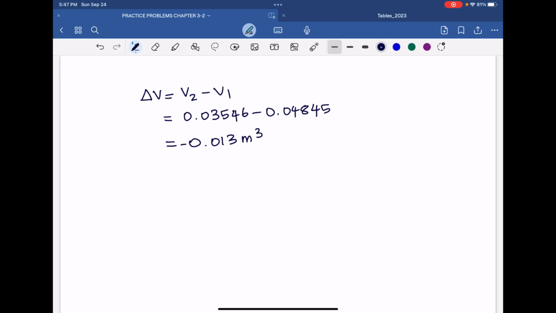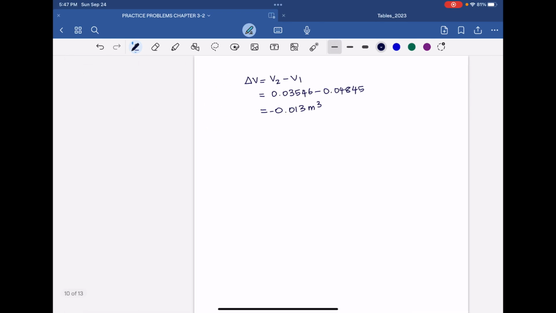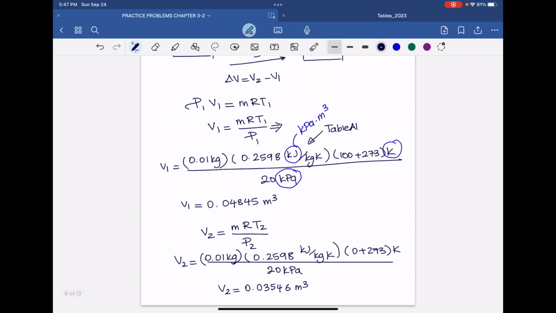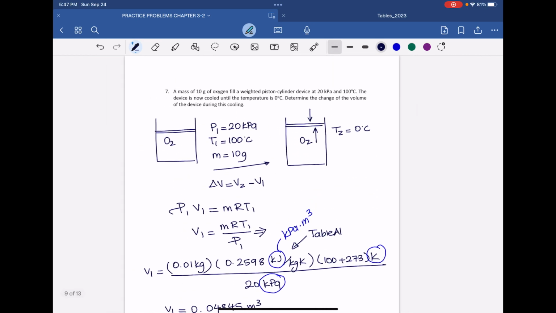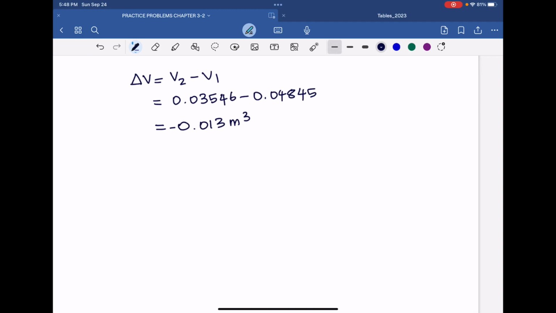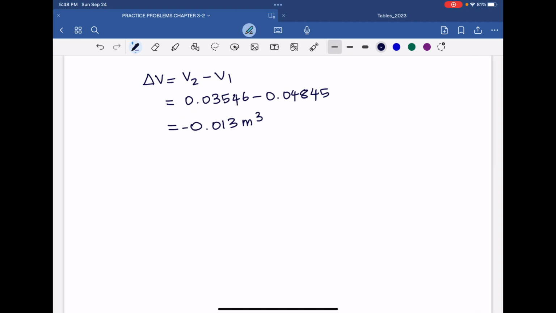All right, so it's a negative volume because the volume has actually decreased. So it was compression, and volume has decreased, and pressure stayed the same, okay?